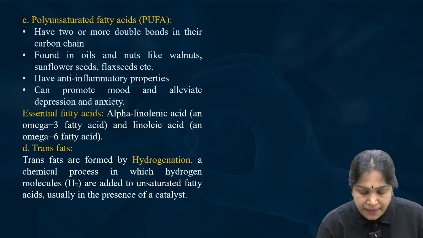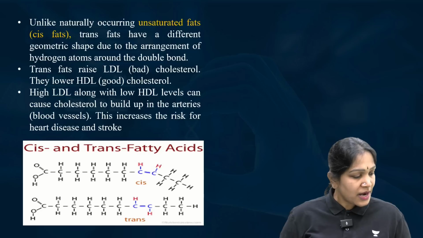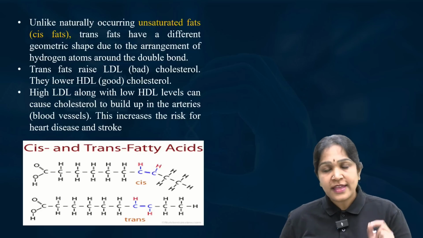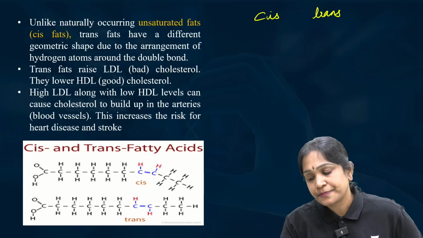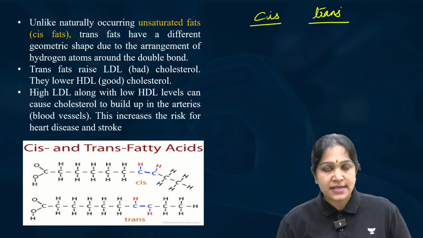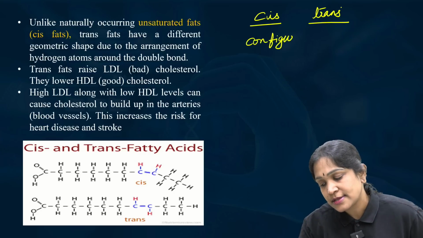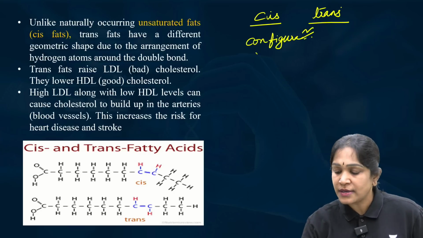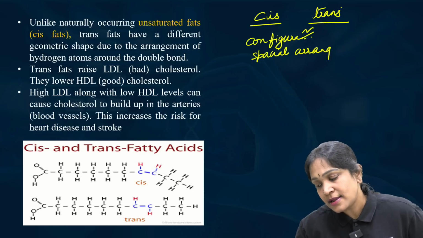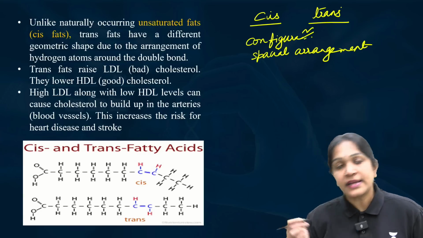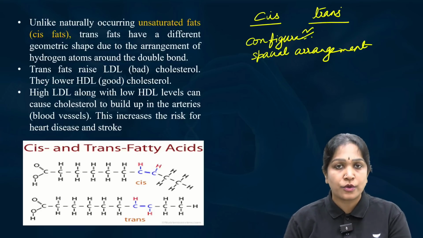Now let us discuss the trans fats. What are the trans fats? To understand the trans fats, we have to know about the terms cis and trans. Cis and trans are the two configurations. A configuration means what? Spatial arrangement. The difference is in the spatial arrangement of the hydrogen atoms.